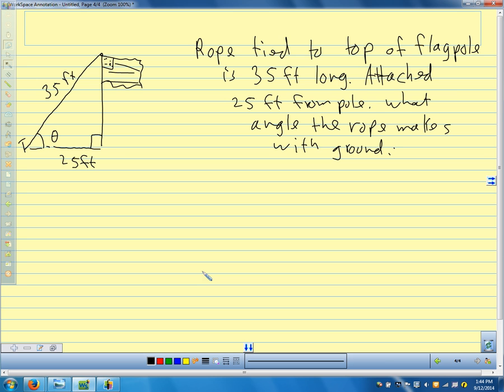So what do we use? Cosine. Because we have the adjacent side and the hypotenuse, cosine theta is 25 over 35. And if I have the ratio, how do I find the angle from that? Theta equals, how do we get the angle from our ratio? The inverse cosine. Cosine to the -1. Inverse cosine of 25 over 35.